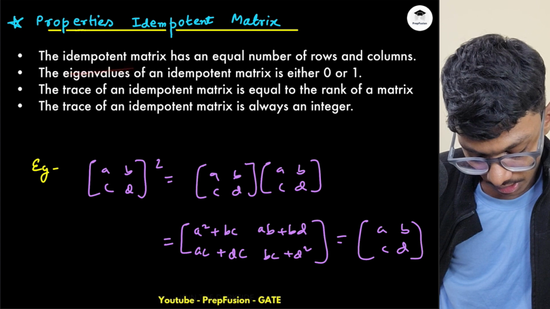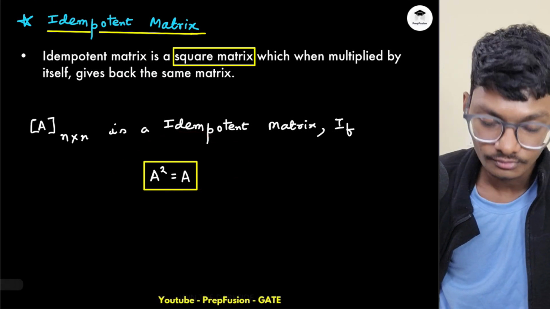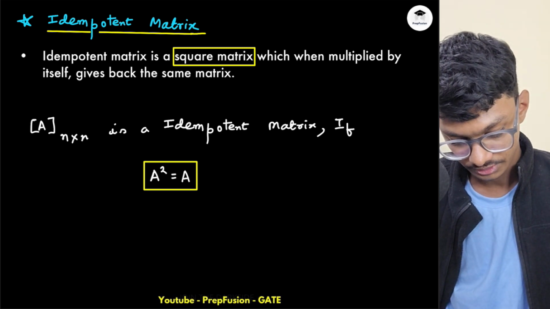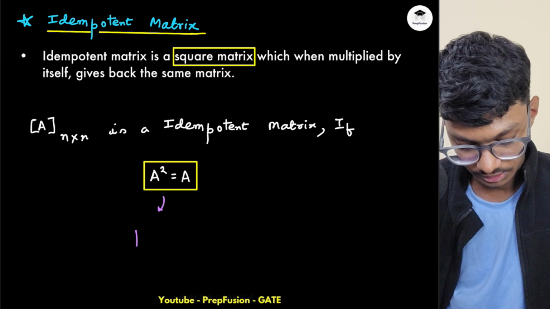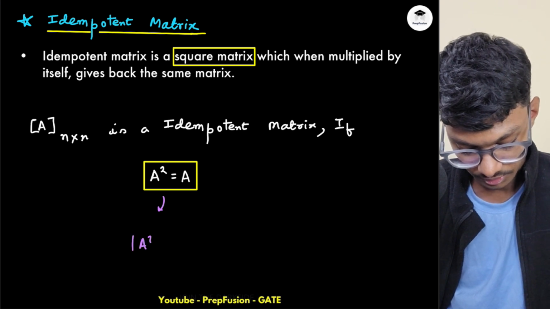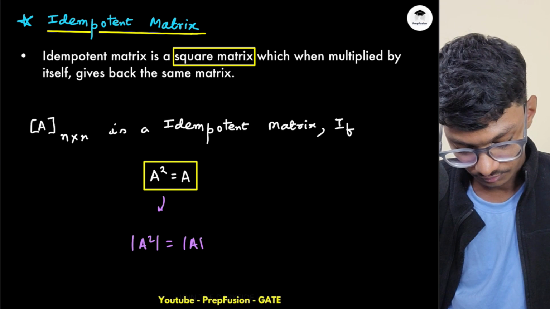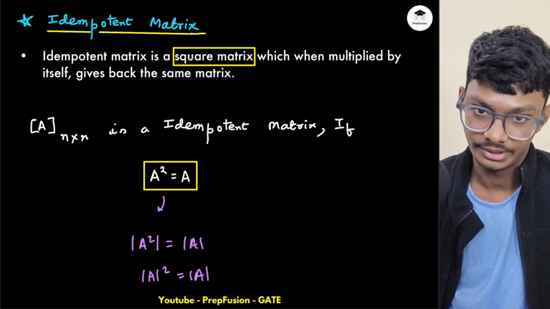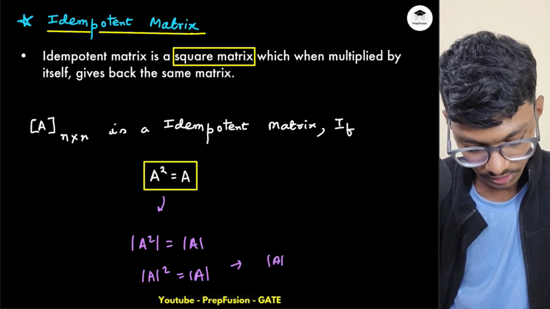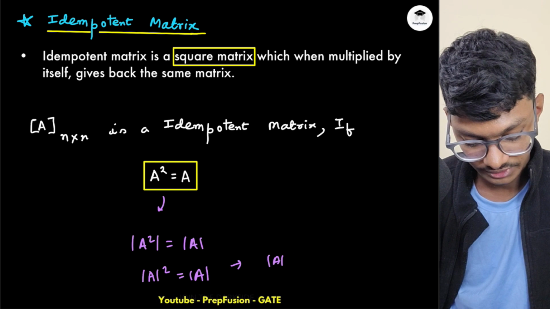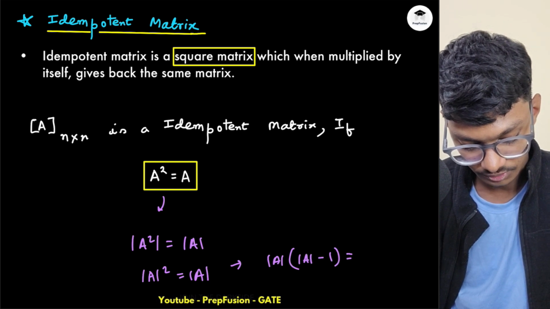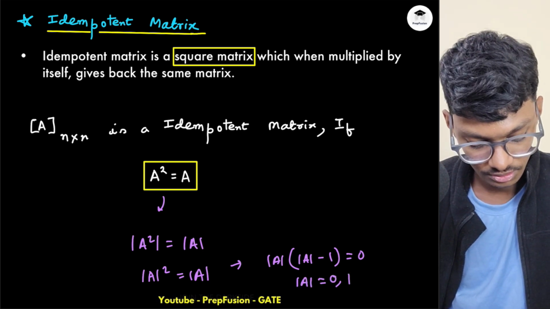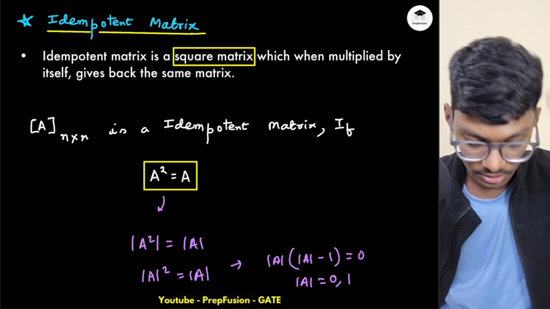And about the determinant case, the determinant can be two things here. If you take the determinant of this, basically determinant of a square equals determinant of a. Now two things can happen. Determinant of a can come on the left side, and I can take determinant of a common, so determinant of a times (determinant of a minus 1) equals 0. So either determinant of a equals 1 or determinant of a equals 0. These two things can happen. So determinant of a can be 1 also.